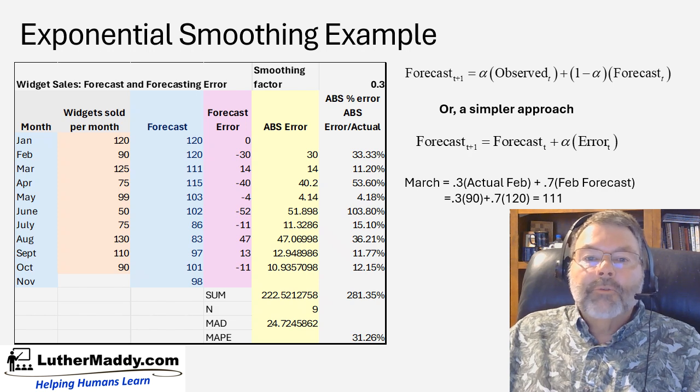So again, we have the smoothing factor and we include that in computing the forecast. So the forecast becomes the smoothing constant times the actual for the month above it plus 0.7, or 1 minus the smoothing constant, for the prediction or the forecast for that month. Really not that bad once you get the hang of it.